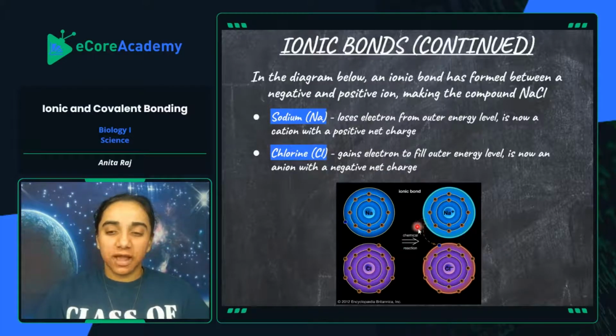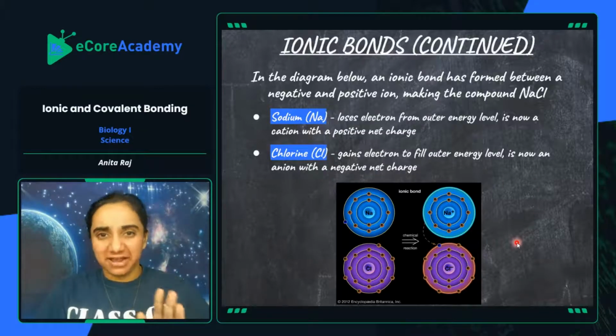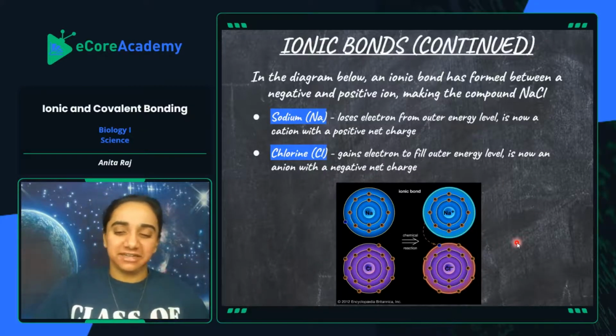So it's going to accept that electron from sodium, and then its outer shell is going to have 8 electrons. But because it gained an electron, it's going to become negatively charged with a negative net charge, because it has one more electron than proton. So it becomes a cation. I'm sorry, an anion. Cations are positive, anions are negative.